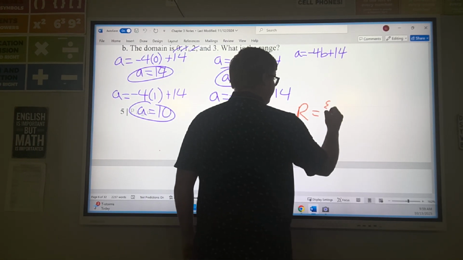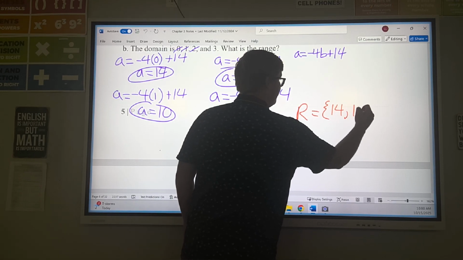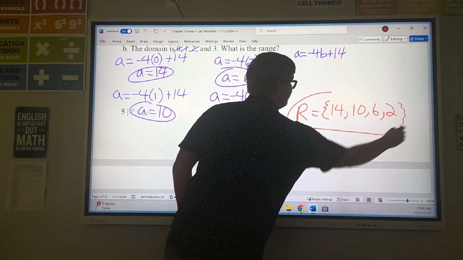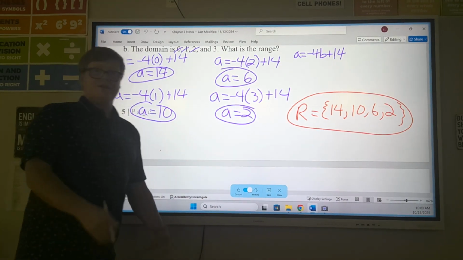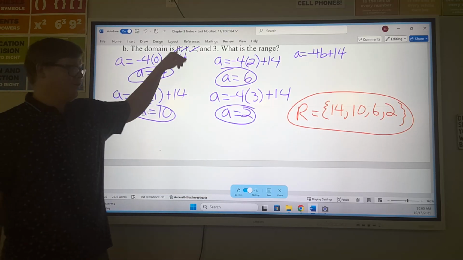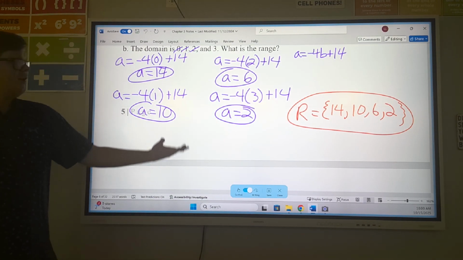Range equals 14, 10, 6, and 2. So that is our range. Remember, it's a lot of work to get to the range, but if you know that you just have to plug those in for x or whatever variable you're given as your independent variable, then you can find your range pretty easily.